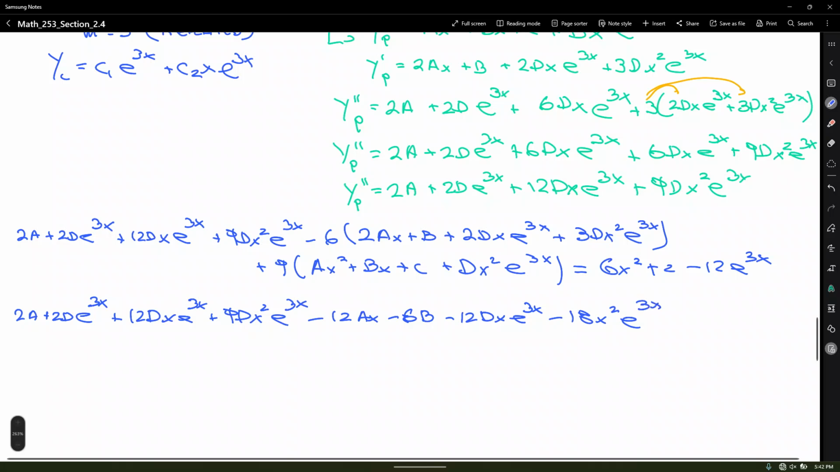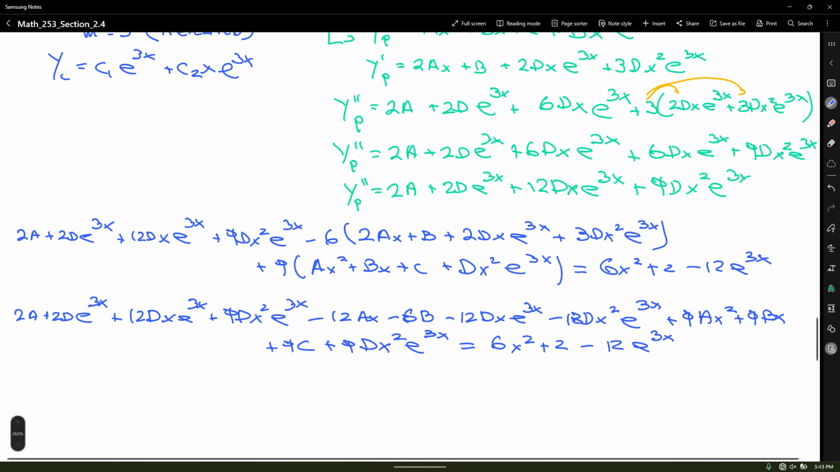What else do we have? The distribution of 9 times y sub p. That is plus 9 times ax squared plus 9 times bx. And then I'm going to continue here, plus 9c plus 9dx squared e to the 3x. And let that be equal to 6x squared plus 2 minus 12 e to the 3x.